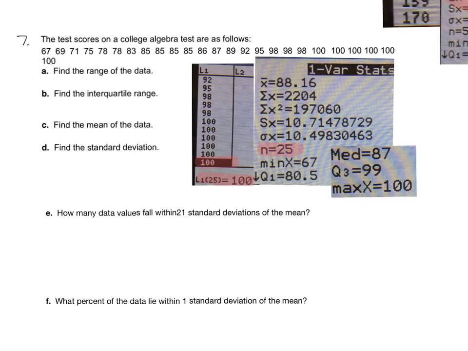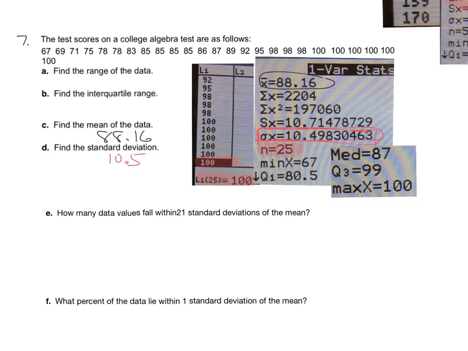So here the mean, I'll start off with letter C. The mean turns out to be 88.16. Here the standard deviation, we always use the standard deviation above the n value. So here our standard deviation is going to be 10.5.